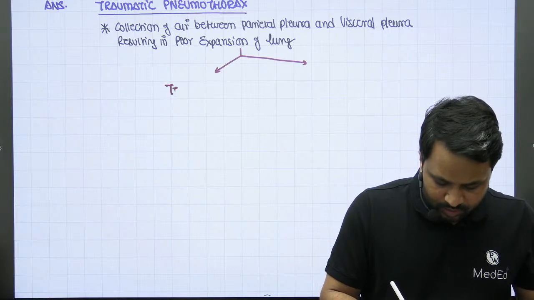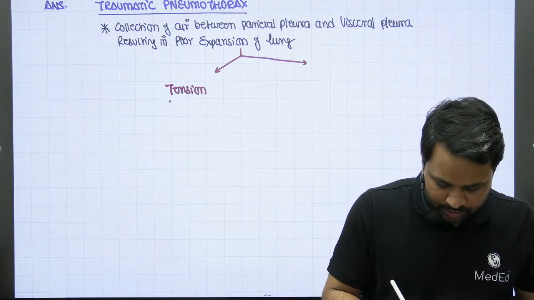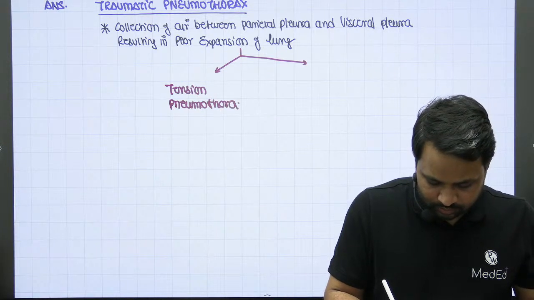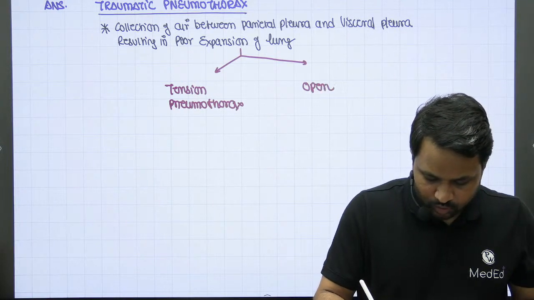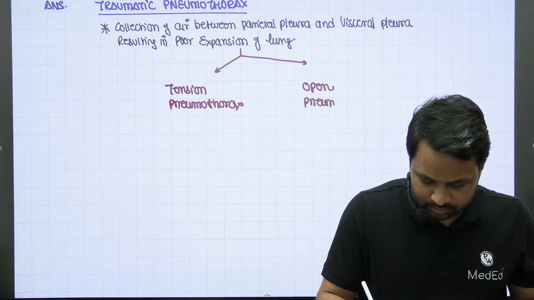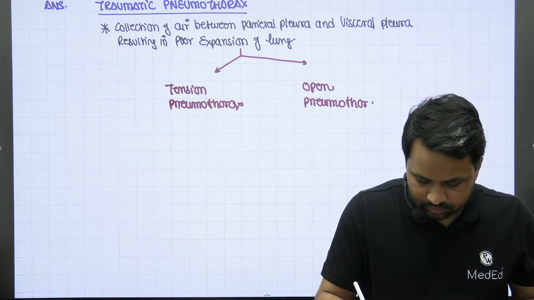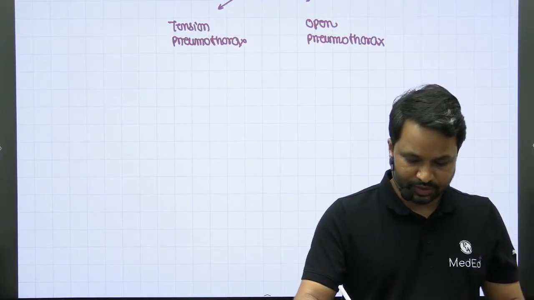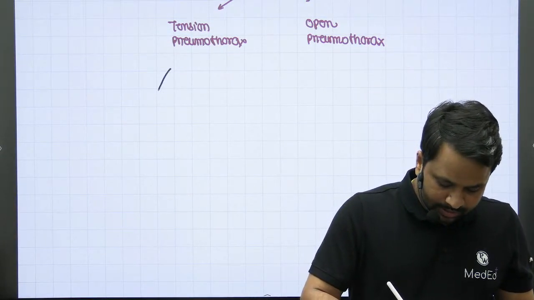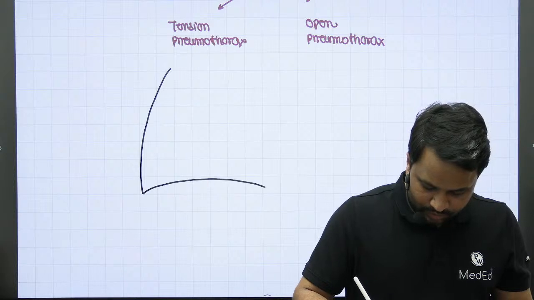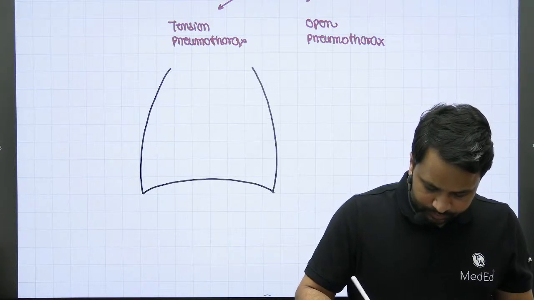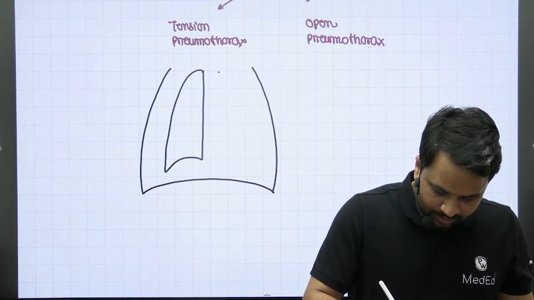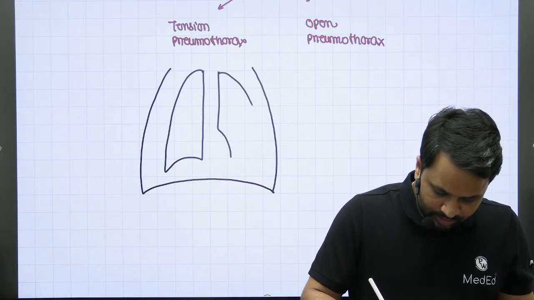So we have the tension pneumothorax and the open pneumothorax. What is the difference? Now you take this as the representation of the thoracic cage. Let's say this is the right lung that you have. This happens to be the left lung.